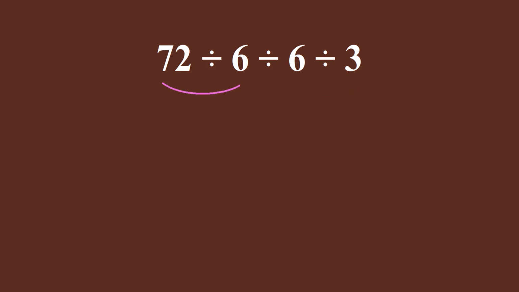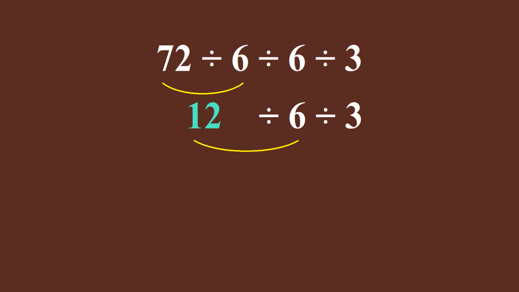So first we have to do this division. 72 divided by 6 gives us 12. So 12 divided by 6 divided by 3. And now we have to do this division.